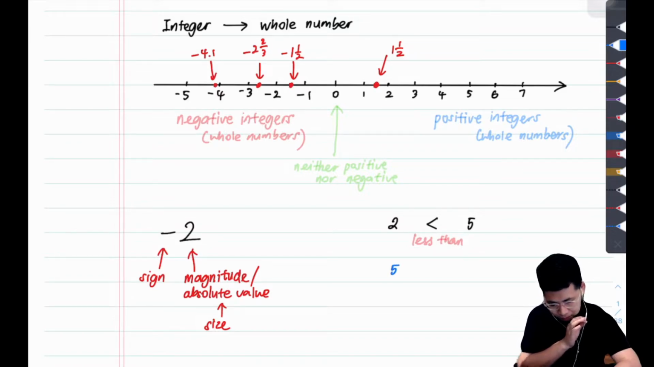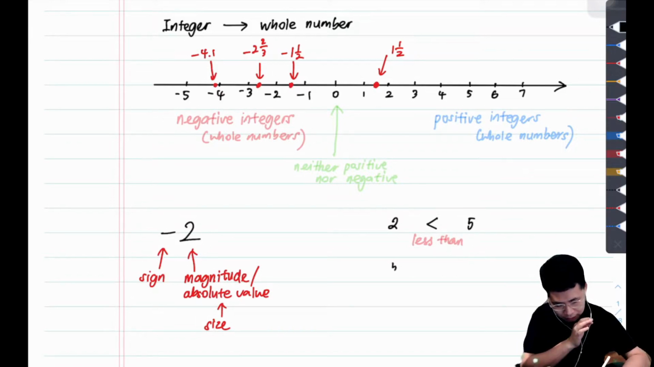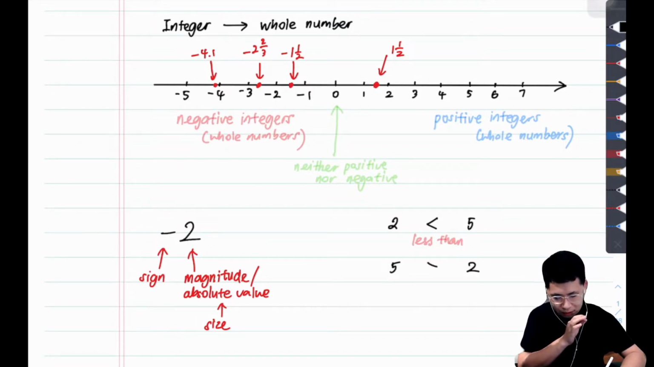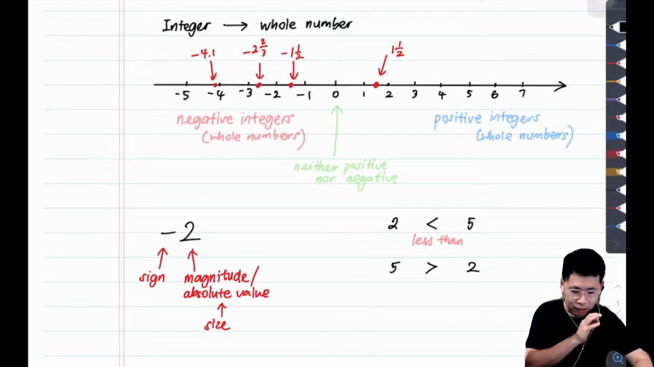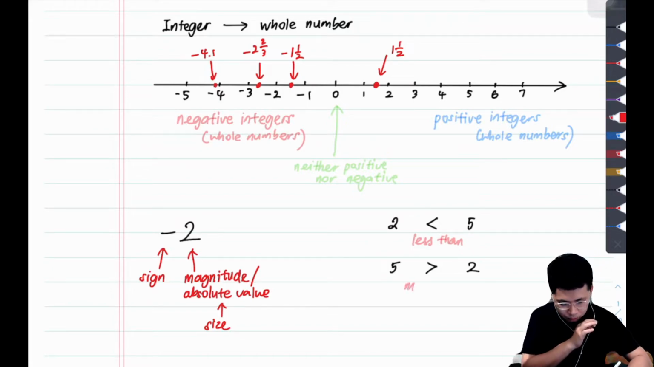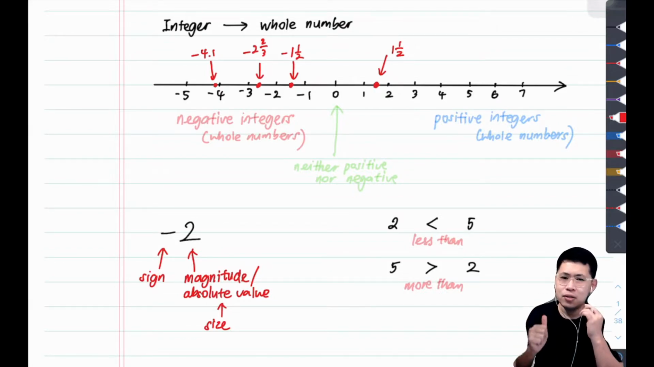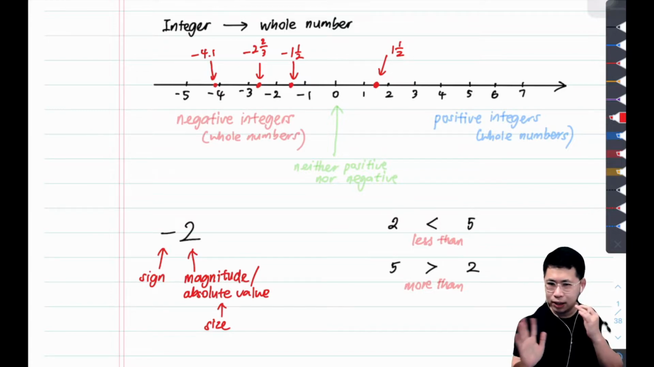Alright? Okay, let me put it another way. 5 and 2. Let me throw it the other way, 5 and 2. Now 5 and 2, 5 is definitely more than 2. Right? Agree? Okay, now what other thing makes you say so? Why is it less than or more than?